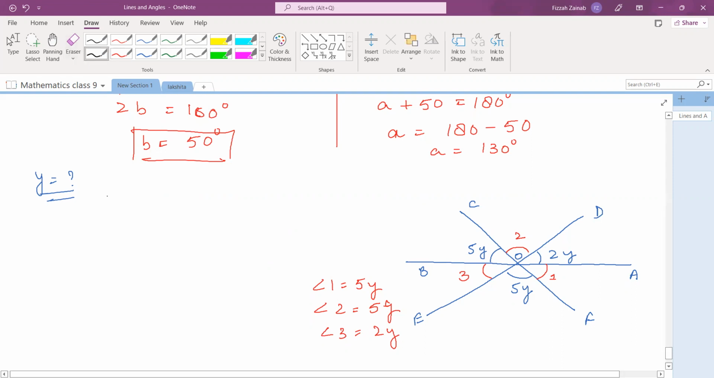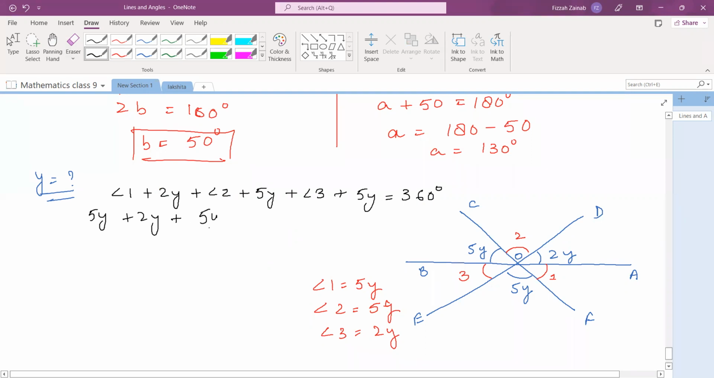I'll just add all the angles. Angle 1 plus you have 2y, plus your angle 2, then you have 5y, plus angle 3, and then again you have 5y. So the sum has to be 360 degrees. Clear? Angle 1, 2, 3 you have already found, put them. So 5y plus 2y plus 5y plus 5y plus 2y plus 5y is equal to 360 degrees. Now all are y, so you can add them.